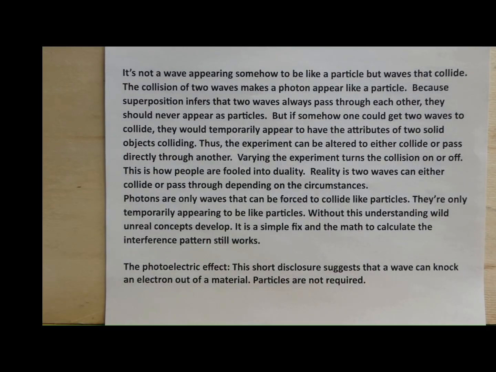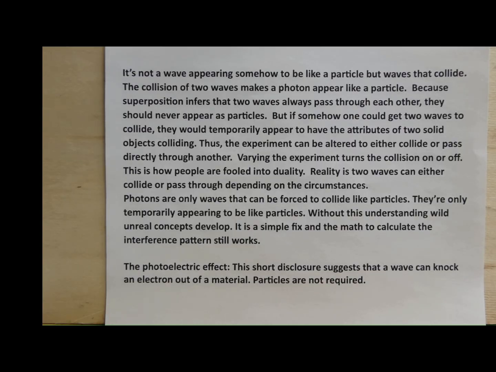It's not a wave appearing somehow to be a particle, but waves that collide. The collision of two waves makes a photon appear like a particle. Because superposition infers that two waves always pass through each other, they should never appear as particles. But if somehow one could get two waves to collide, they would temporarily appear to have the attributes of two solid objects colliding. Thus the experiment can be altered to either collide or pass directly through another.